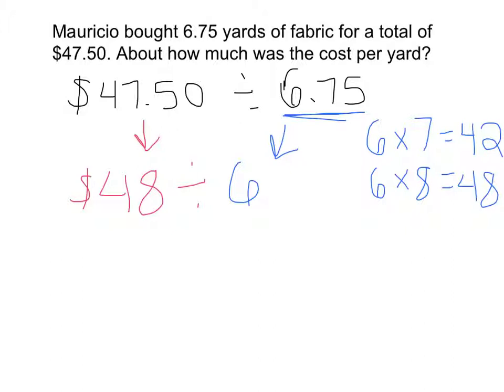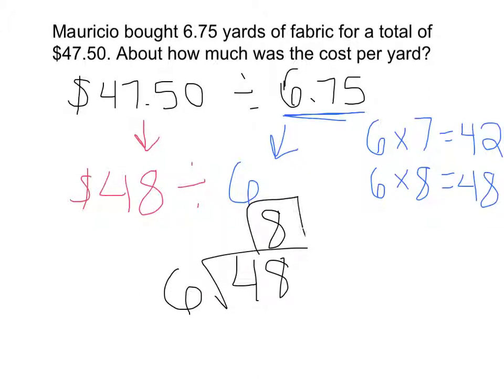So we are going to take 48 and put it inside, and we're going to put 6 on the outside, giving us 48 divided by 6, which is 8. So we know our answer is going to be about 8. So we know about how much was the cost per yard. It's going to be $8. About $8, because remember, we're estimating. So go ahead now and explain why your answer is reasonable.